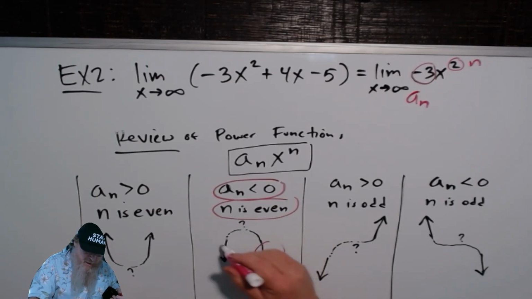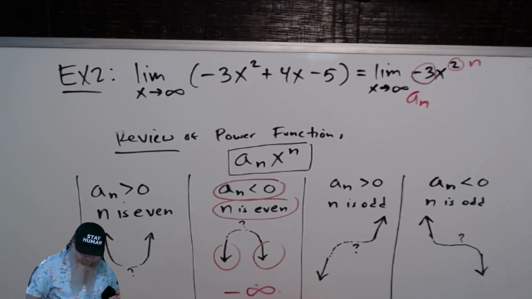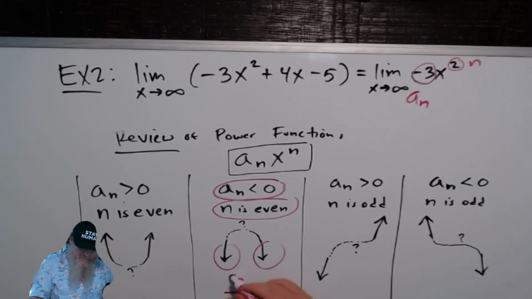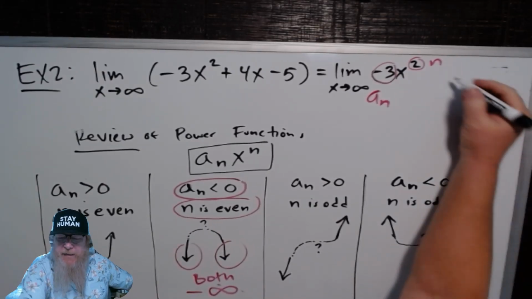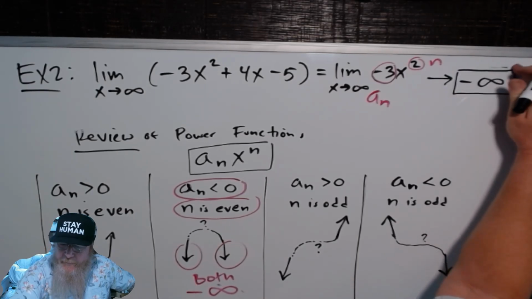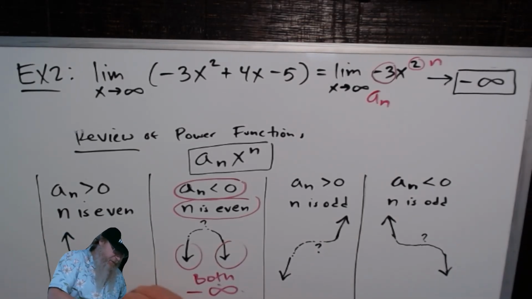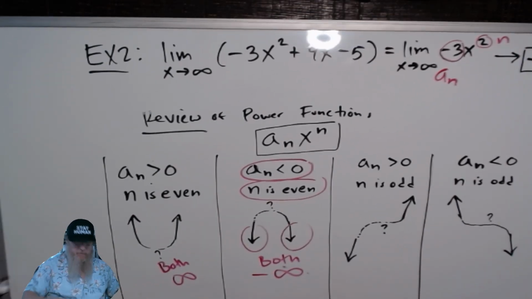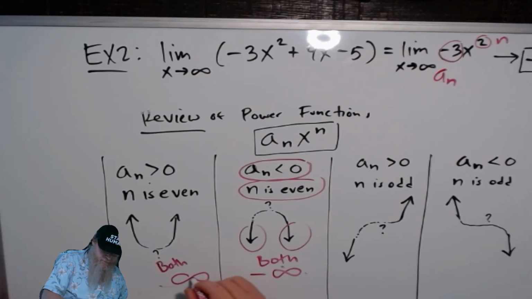So both arrows go to negative infinity. And again, it doesn't equal negative infinity. We say it approaches negative infinity. They're both going to go to negative infinity. In this one, they both go to positive infinity. For this one, that's a terrible looking infinity. Let me try that again.